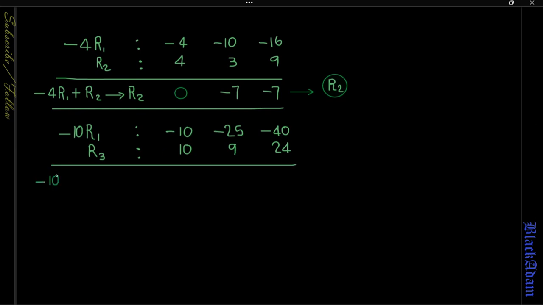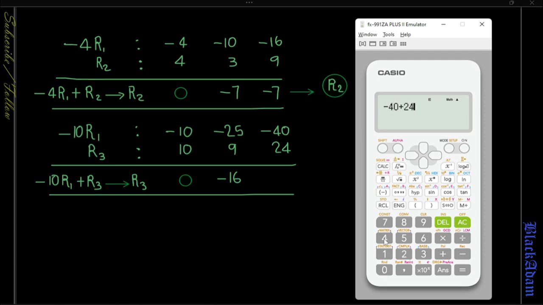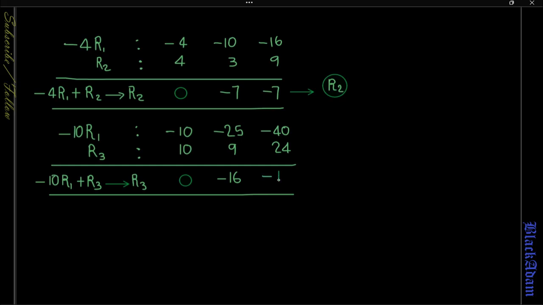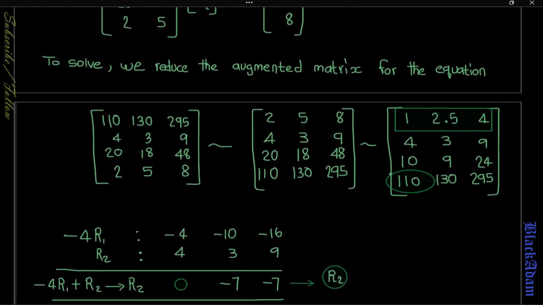So we have -10 times row 1 plus row 3, and all of that we put in row 3. From there we get 0. We get -25 plus 9, that's -16, and then we have -40 plus 24, we get -16 once again, and all of that we put in row 3. And then from there we move on to row 1 and multiply that by -110.